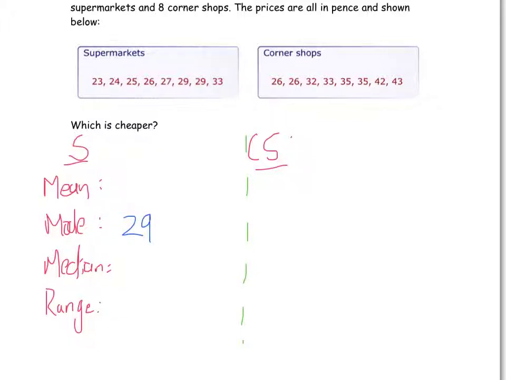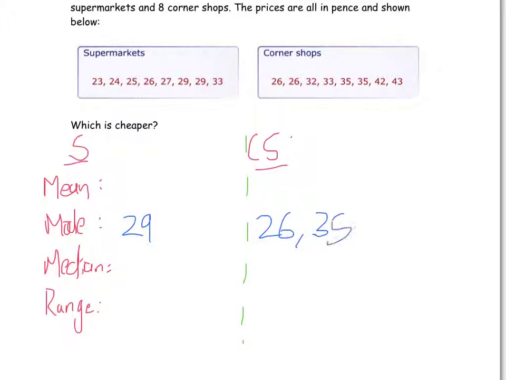Let's look in the corner shop. So we're looking for a number that appears more than once. Well, in this case, it's actually 2. There's 26 because that appears twice, and 35 appears twice. So you've got 26 and 35.